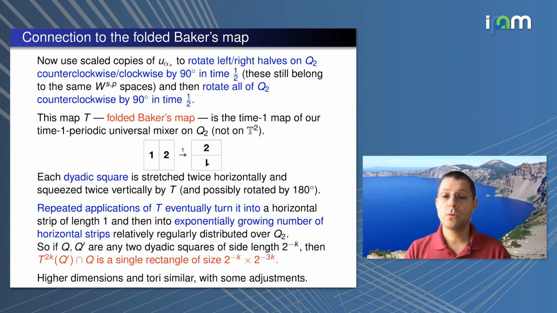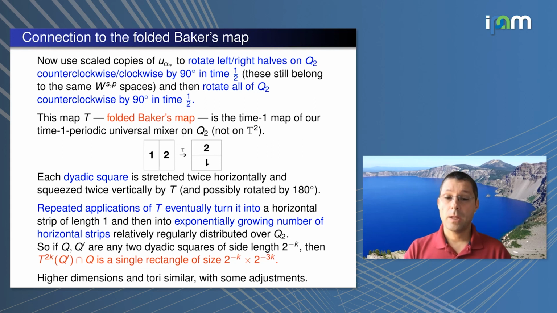So the second rectangle gets squished from top to bottom and stretched from left to right, and then ends up on the top. And this one also gets squished and stretched and ends up at the bottom. And so that's the time 1 map of this flow, which is made of this composition of these simple flows that rotate rectangles. And the time-1 map has a name. It's called a folded Baker's map.